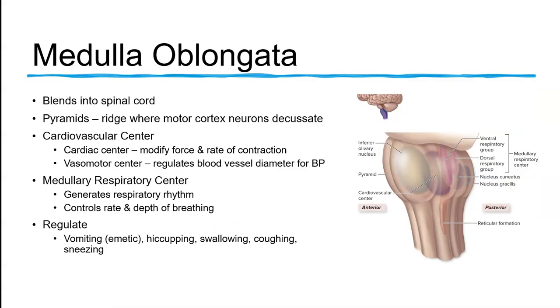And the medulla oblongata is the inferior part of the brainstem that is continuous with the spinal cord. There are bulgy areas called pyramids, and these are where the motor cortex neurons cross over. Within the medulla, we have a cardiovascular center that has 2 areas. The cardiac center can modify the force and rate of contraction. The vasomotor center, vaso means vascular, so the vasomotor center regulates the diameter of the blood vessels to help control blood pressure. There's also a respiratory group here in the medulla, and that's your medullary respiratory group or center.